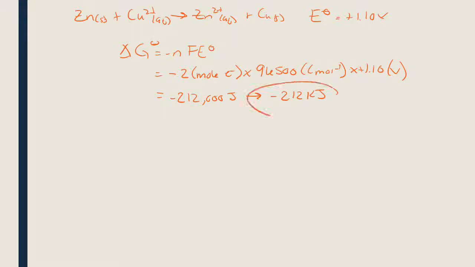So because it is negative here, positive with your E theta, it is a spontaneous reaction, right? And how much energy is being given off is that value of 212 kilojoules, which then we can go back and relate it back to energetics and all that fun jazz as well.